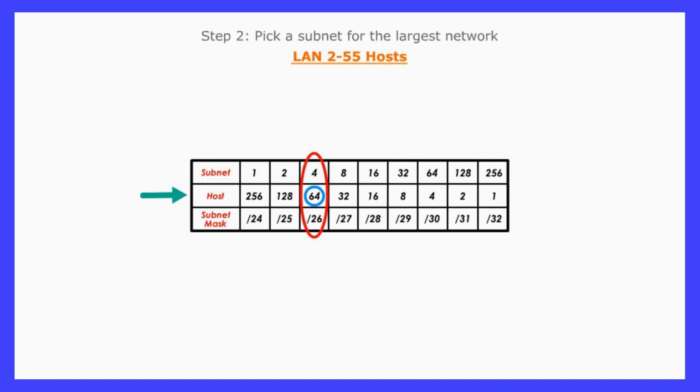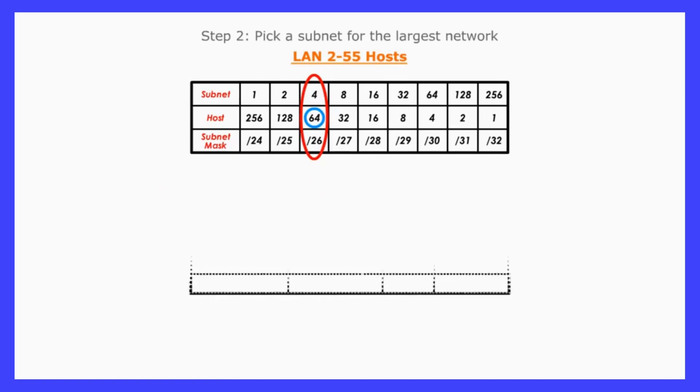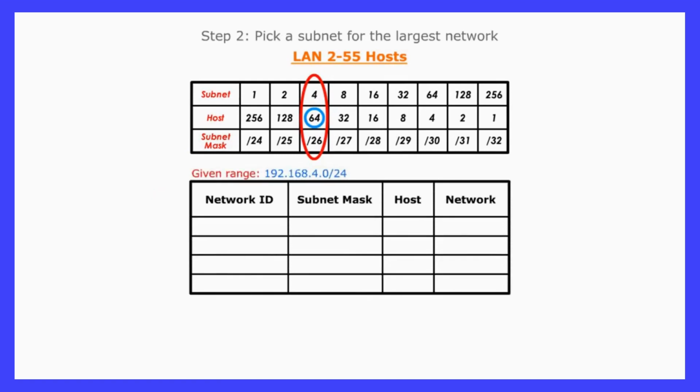4, 64, /26. 4 means 4 subnets. 64 means each subnet has a total number of 64 host IDs. /26 is a new CIDR value. Now we will use these 3 numbers to build a new table with network ID, subnet mask, inside value, host, and network. Let's fill in the columns of subnet mask and host first with /26 and 64. And these 2 numbers are directly from the column. In the host column, 64 is the total number of host IDs.